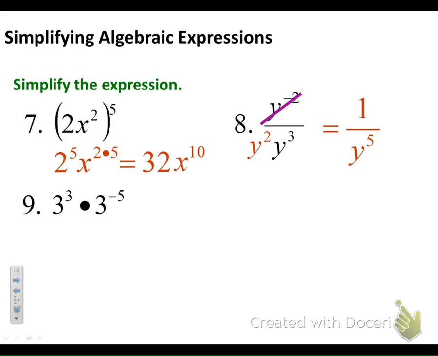Let's say we had the following situation, 3 to the 3rd times 3 to the negative 5th. We have the same base and being multiplied, so I'm going to add those exponents. I add them together, but 3 plus negative 5 is the same as 3 minus 5, giving us a 3 to the negative 2nd, but wait a second, I've got a negative power, and that's going to make me do a reciprocal, 1 over 3 squared, which is 9.